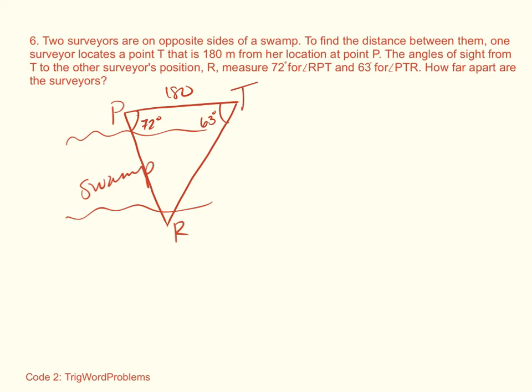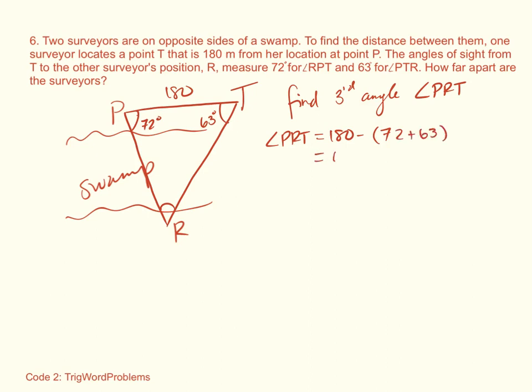How far apart are the surveyors? Well, first thing I'm going to do is I notice that I don't have the angle opposite my side, and so I can't use law of sines without that. So I'm going to find my third angle, the one that goes PRT. So angle PRT is going to be 180 minus the sum of the other 2 angles. So that's 72 plus 63. So this will be equal to 45 degrees. So I'm going to mark that.